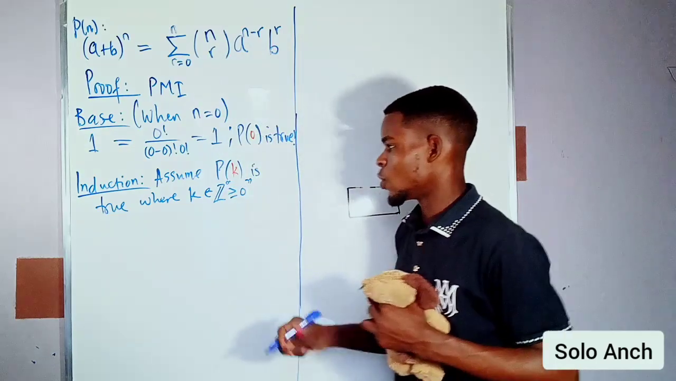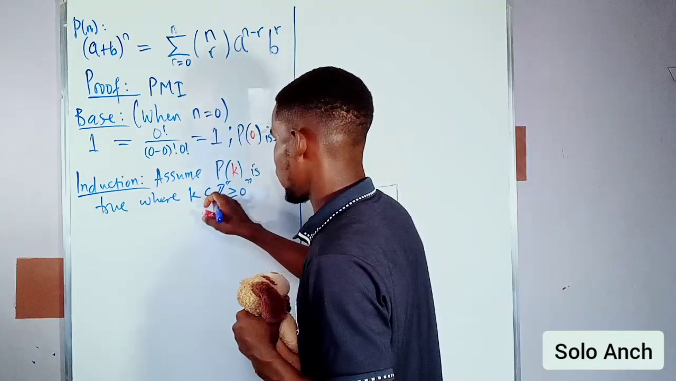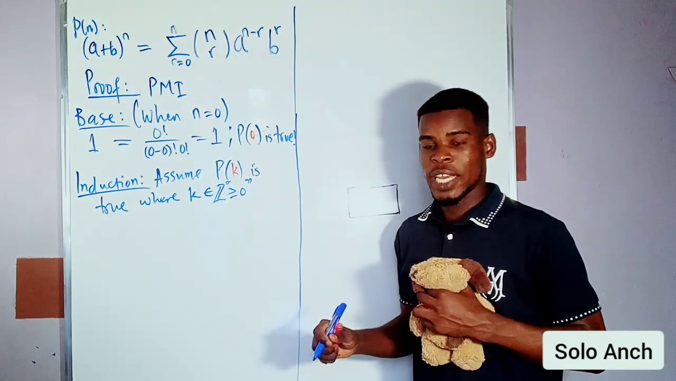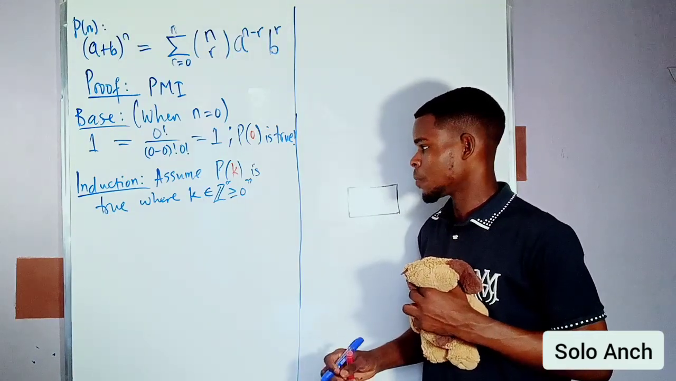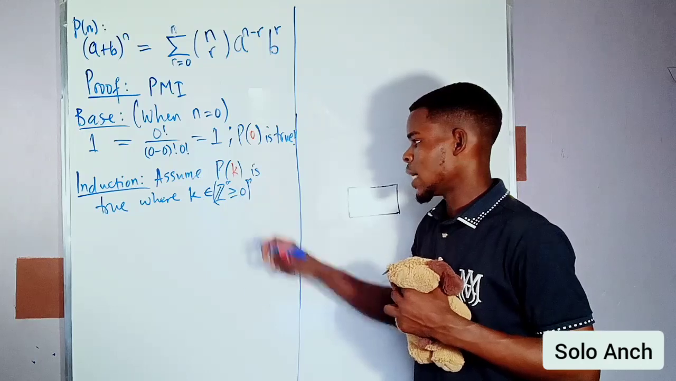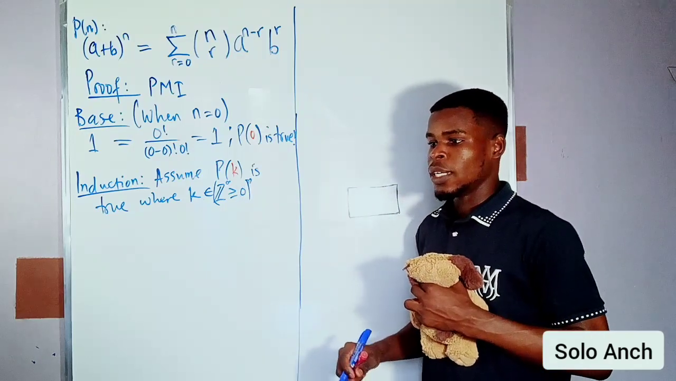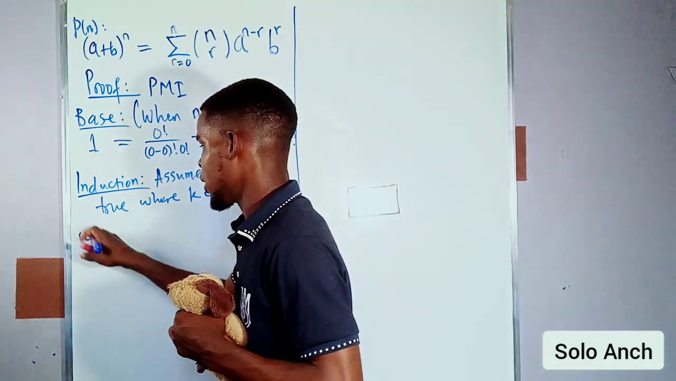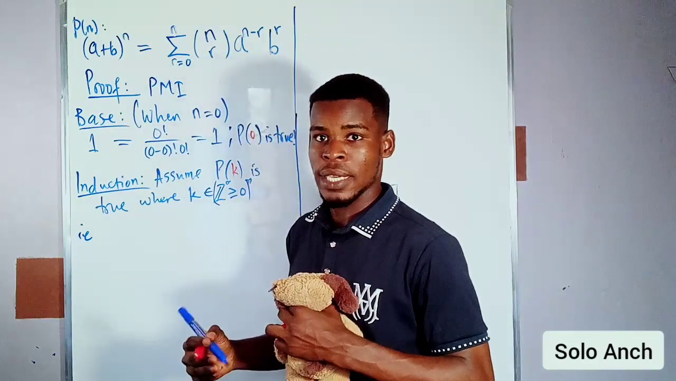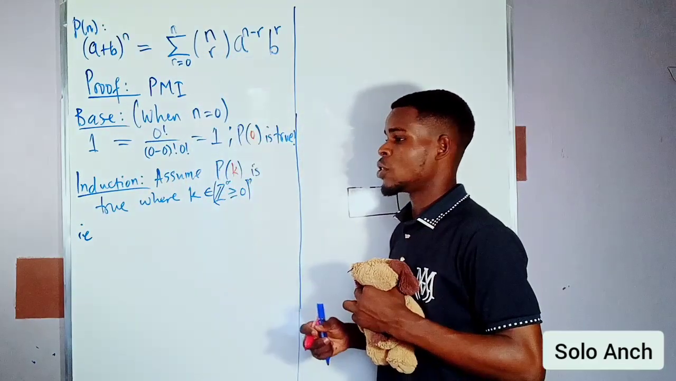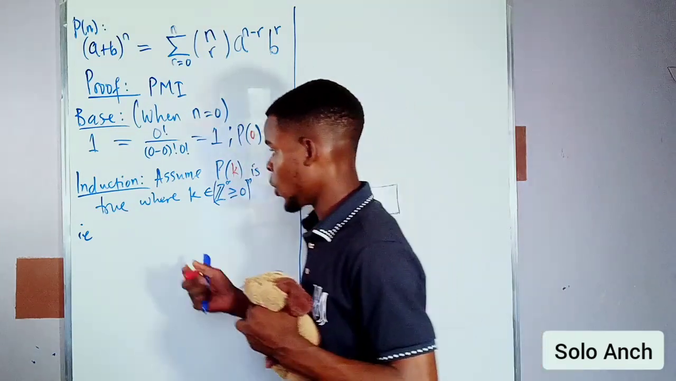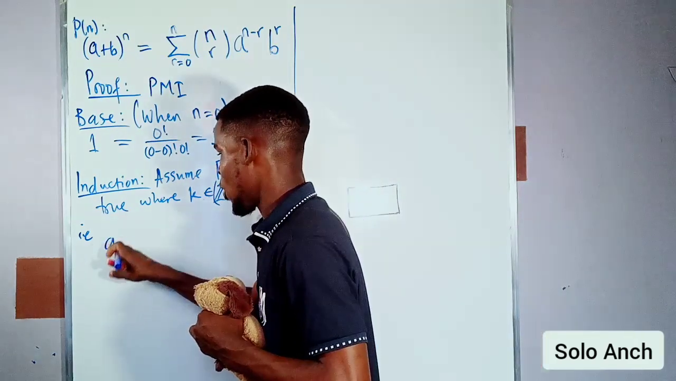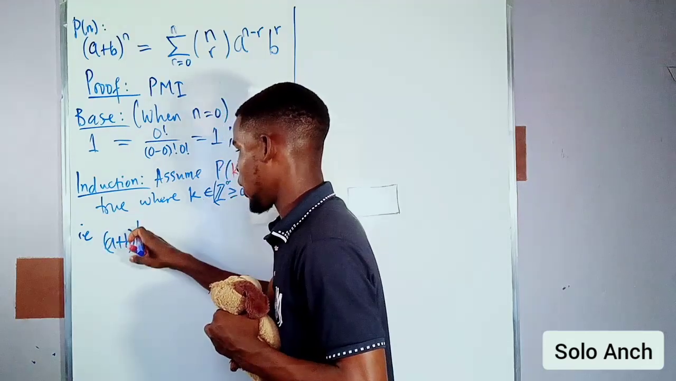All right, good. So we assume that this is true for this element in the set of integers greater than or equal to 0. In that case, that would mean that when we raise the left hand side to the power of k, it will give us the right hand side where n is replaced with k. So that will be (a + b) raised to the power of k.